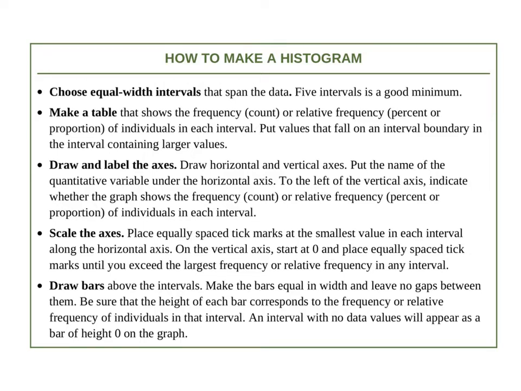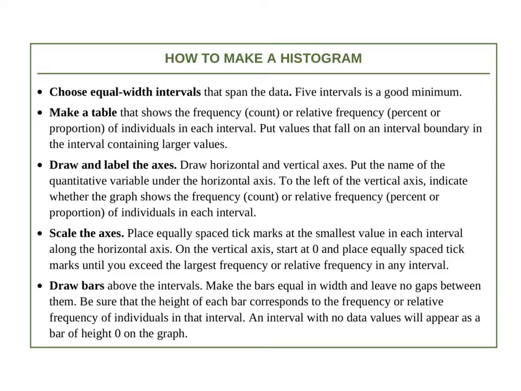So you're going to draw and label the axes. That's pretty standard. You draw horizontal and vertical axes. You put the name of the quantitative variable under the horizontal or x-axis. And to the left of the vertical axis, you indicate whether the graph shows the frequency, which is the count, or the relative frequency, which is a percent or proportion of individuals on each interval.